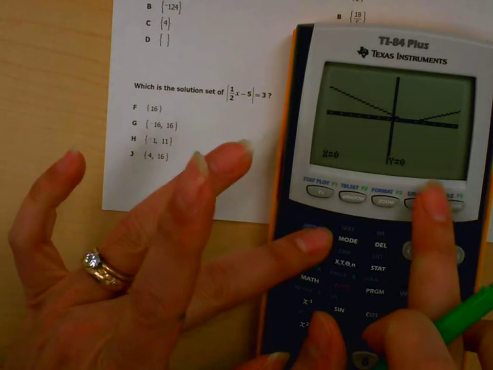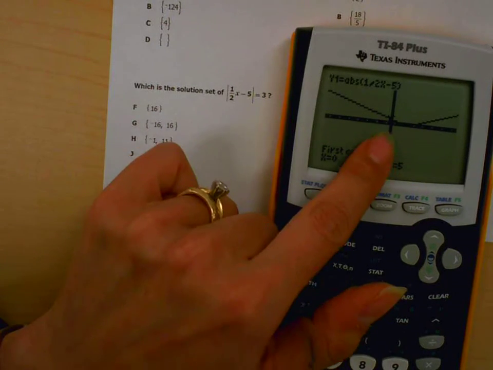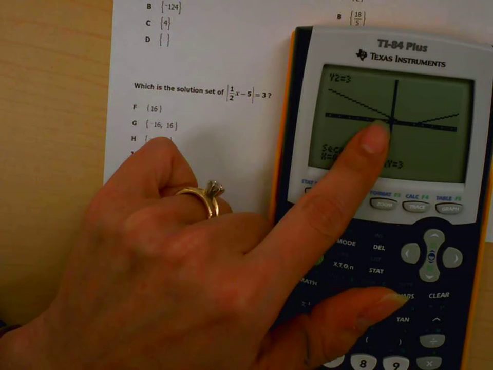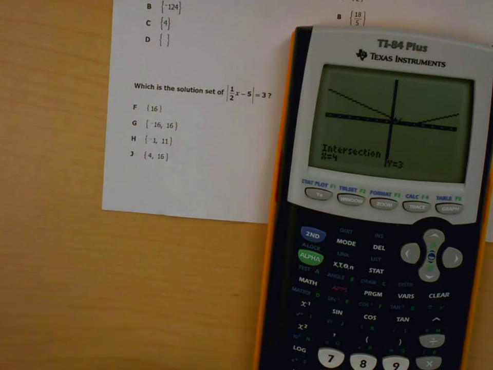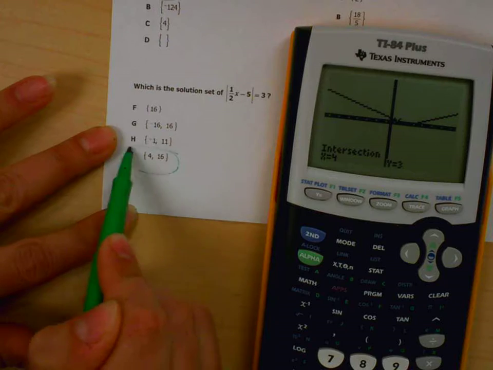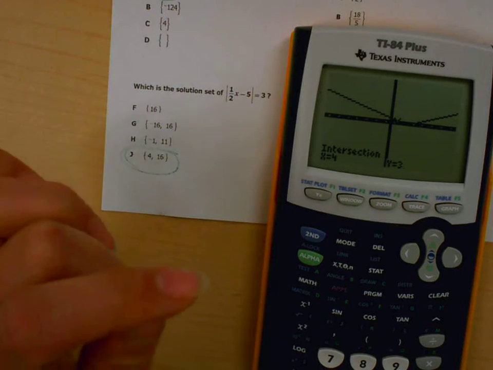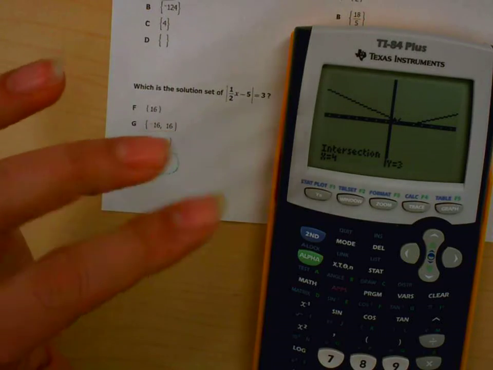I'm going to do second calc intersect. First curve, I'm up here. Second curve, one of my answers is 4. So at this point, honestly, I don't even need to continue because the only choice that has 4 is choice J. But let's continue to see what you need to do when there is more than one answer, because you've got to move or it's going to keep giving you the same answer.